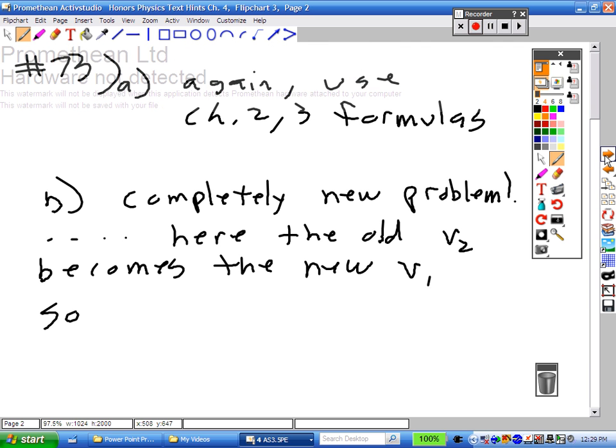Let's jump over to number 73. Okay, number 73. First, let's again use the chapter 2 and 3 formulas. Again, for number 73, the V1 will start as 0. And you will have an acceleration. They don't list it, but you know when something drops, 9.8 meters per second squared is the acceleration. So that should be helpful for you.